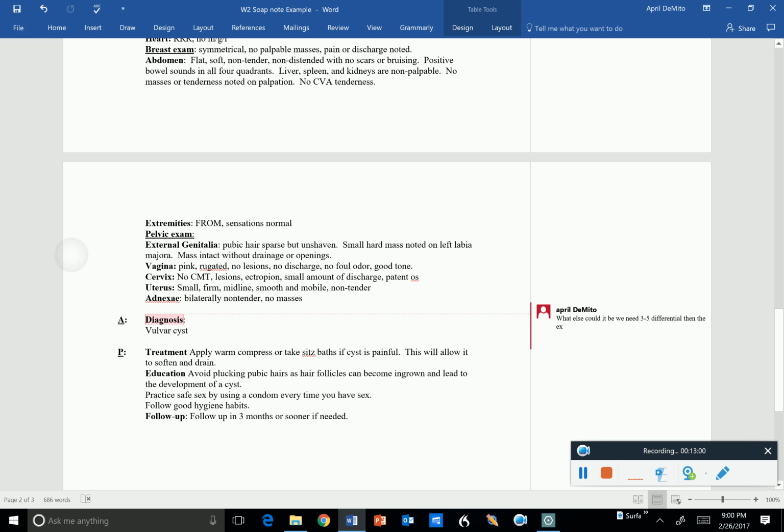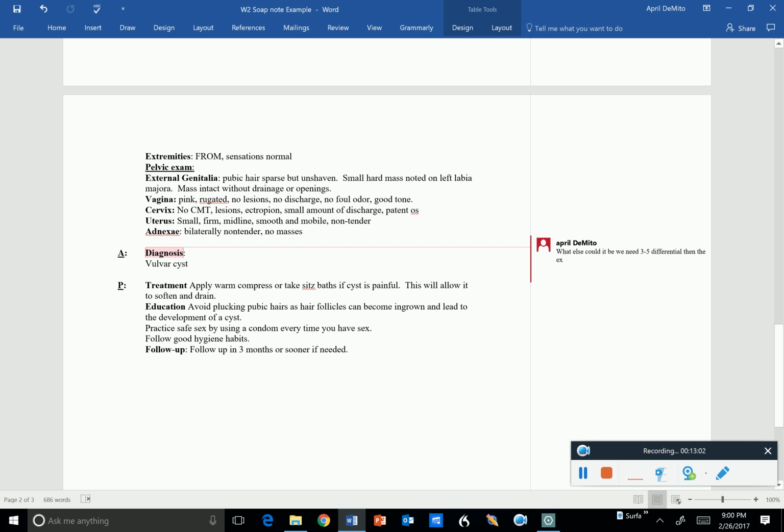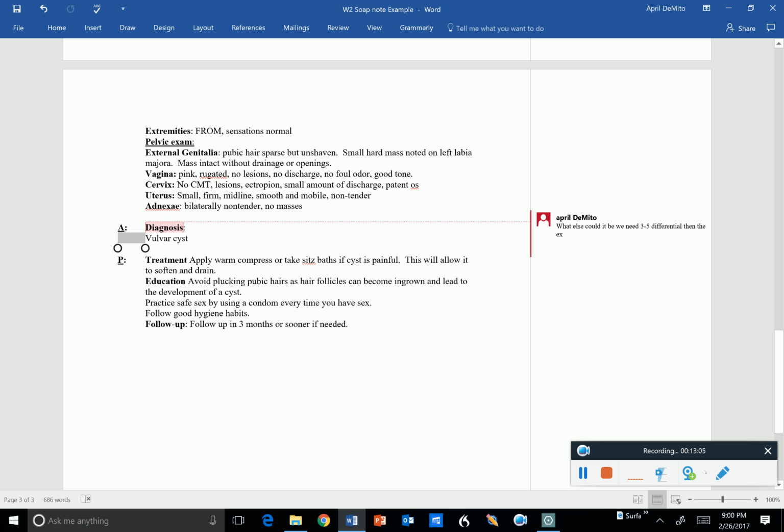Now, let's go on here. The A. We've got our diagnosis here. Now, this one, I wanted to have good and bad in this particular example, fall short. It only has one thing on here. Now, we as healthcare providers and as students especially, you need to have 3 to 5 differential diagnoses for your patient. You also need to include the ICD-10 codes for those patients. Very important.